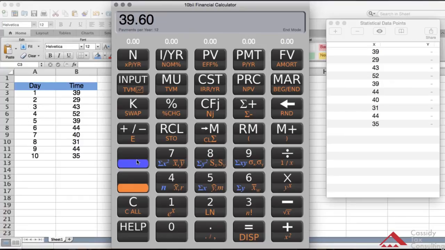I don't know why it's doing that. It doesn't do that on the calculator. I apologize.